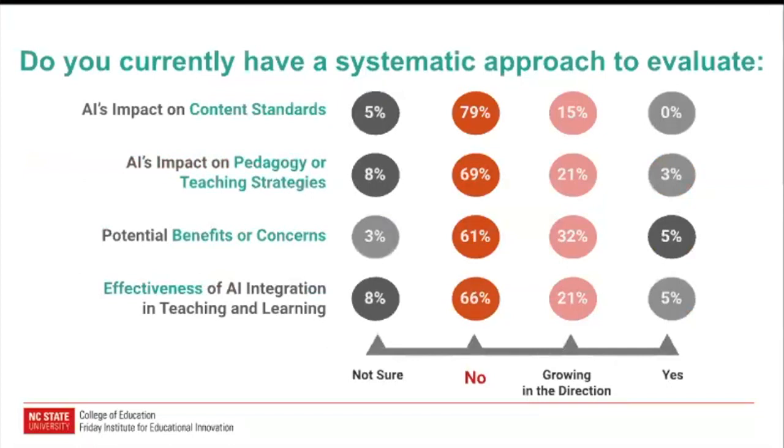We also wanted to capture a little bit of the systematic approach to how we evaluate AI. As part of our data report here, I hope that you'll see it's reflected in the content that we share with you, that we're really trying to move forward in how we can think about AI in our content standards, our pedagogy or teaching strategies, the benefits or concerns that you might have with AI, and then its effectiveness as well, because we really want to be responsive to what we see from these types of questions in our survey, where a lot of people aren't quite thinking about that yet, or they may be growing in that direction. So you can see in that second column there how that's explained.